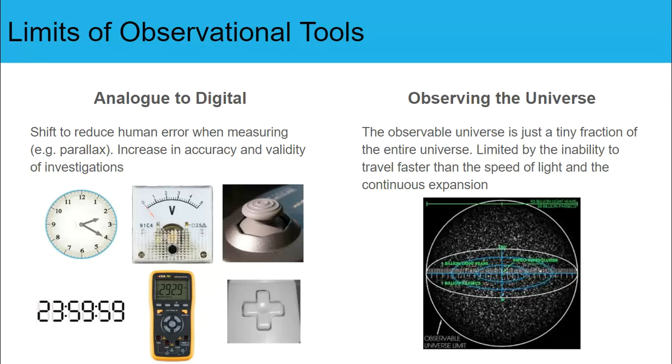So, in terms of limits of our observational tools, the part of the universe that we can observe is just a tiny fraction of the entire universe. And so the ability for us to find information is limited by the fact that we can't travel faster than the speed of light, and therefore the images that we collect are not going to be able to be interpreted by scientists. Also, the continuous expansion of the universe makes it really hard for us to observe every part and understand that in detail.